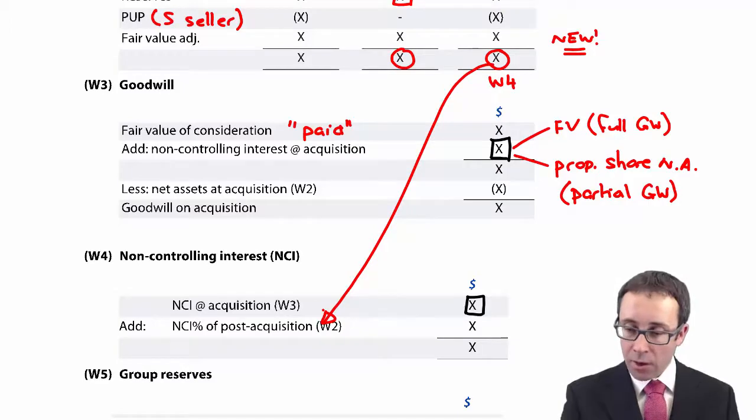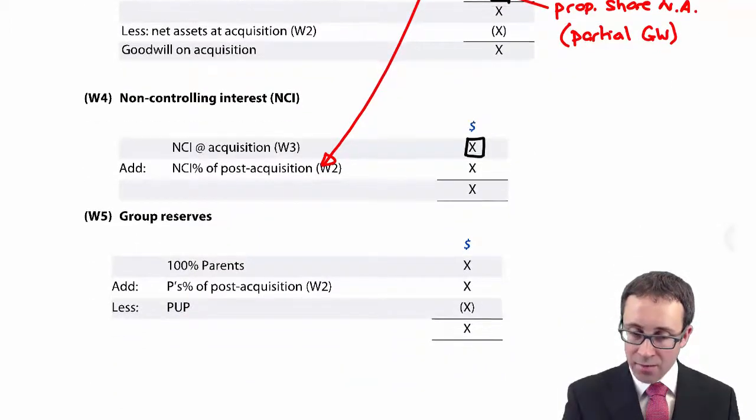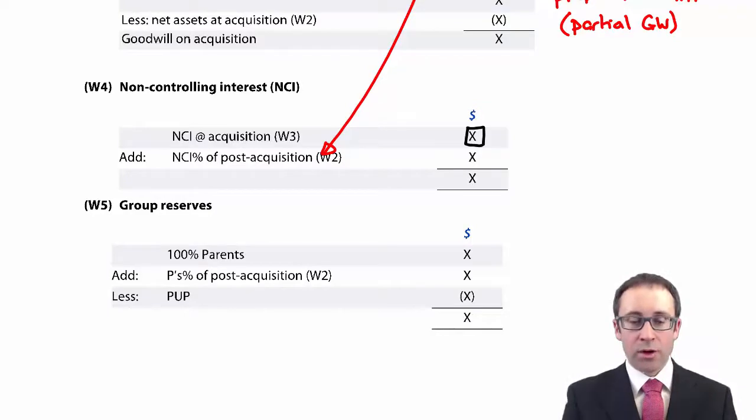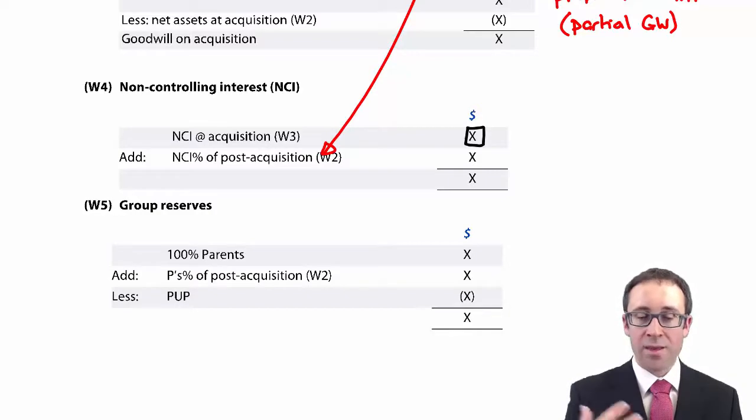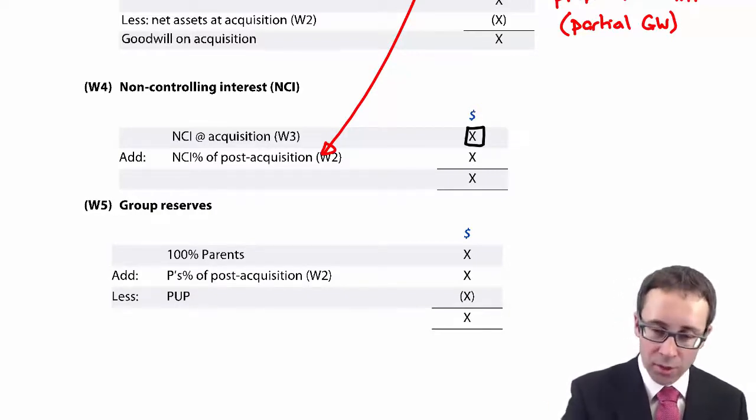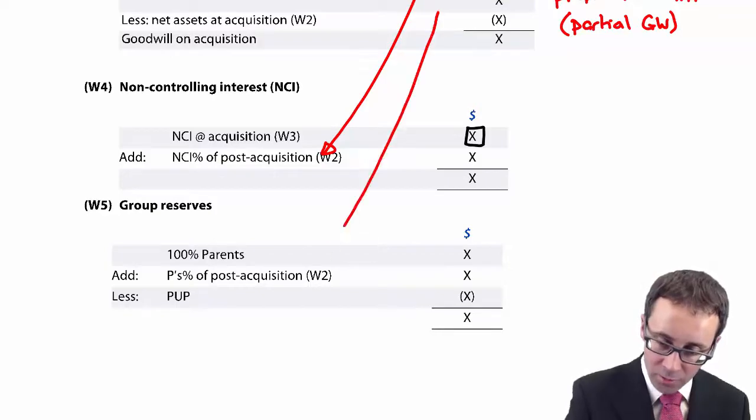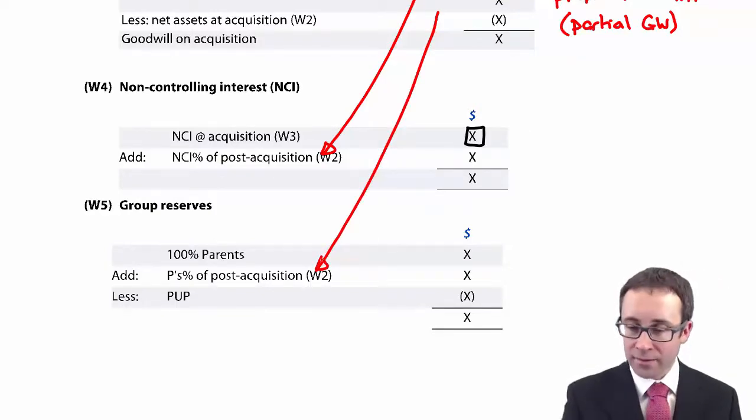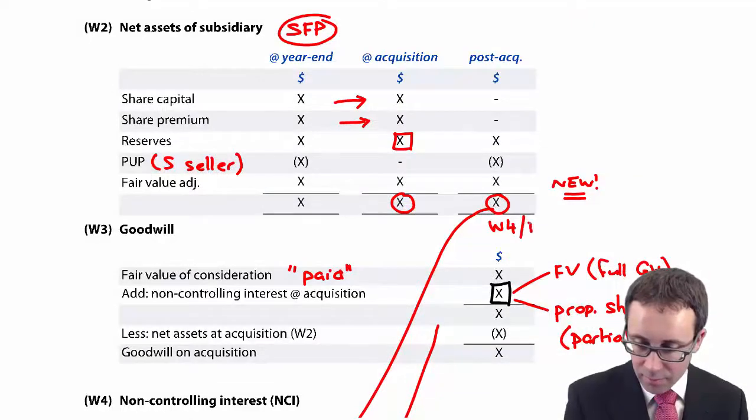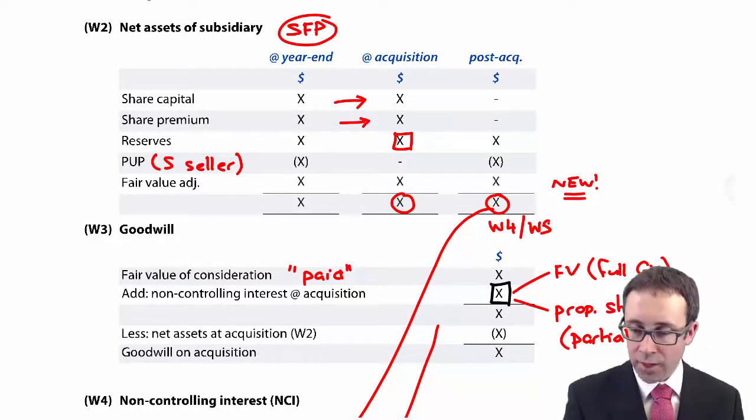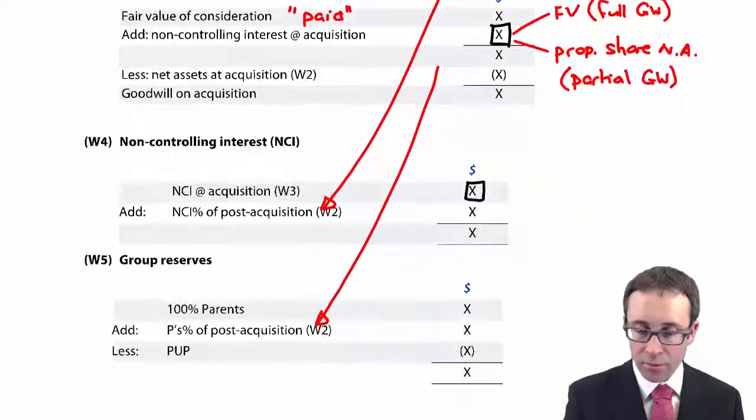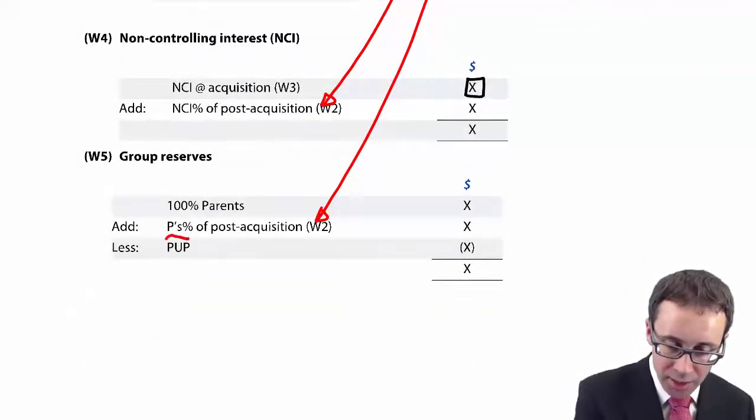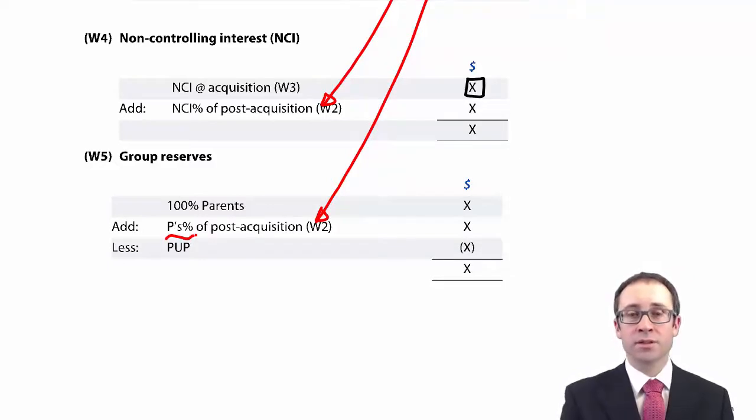Okay. Once you've gone through and done that, you've then got your group reserves. So it's 100% of the parent group reserves, isn't it? Alternatively, you've taken the NCI share of S's post-acquisition into working 4. Don't forget as well that that same figure that we have is also used in working 5, whereby we go through and put in P's share of the post-acquisition profits, because that's what the parent owns of the subsidiary since the date of acquisition.